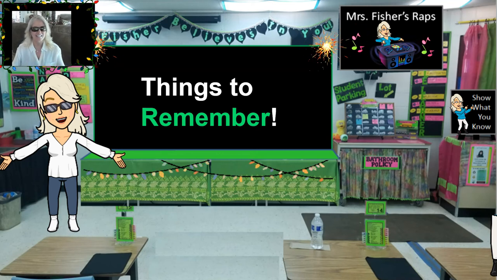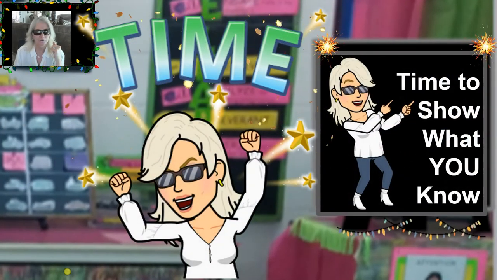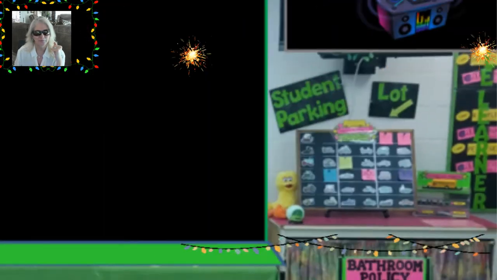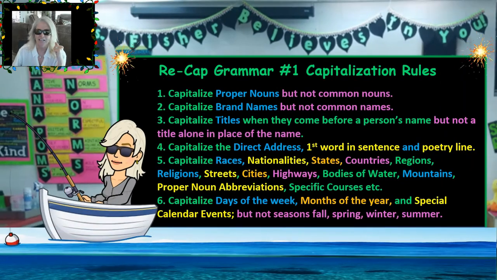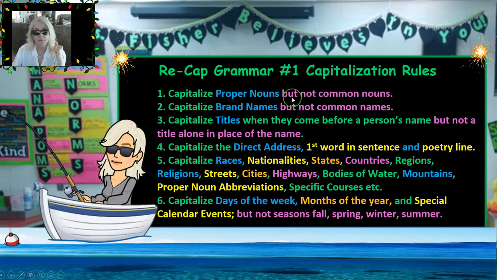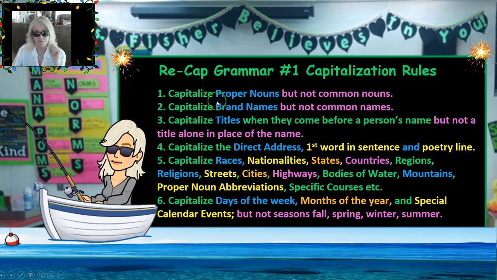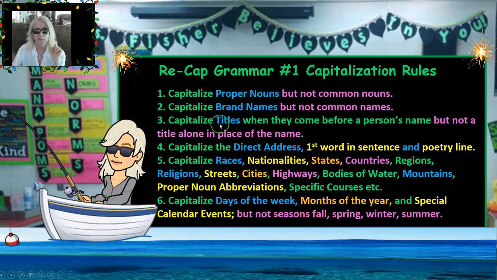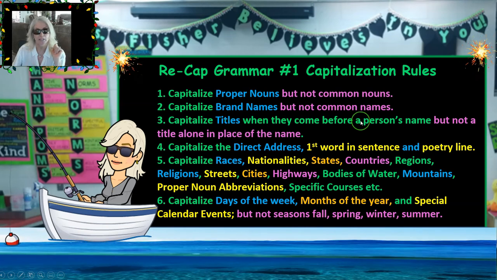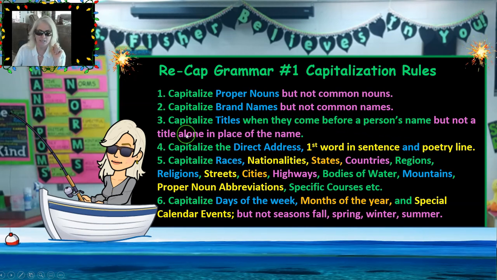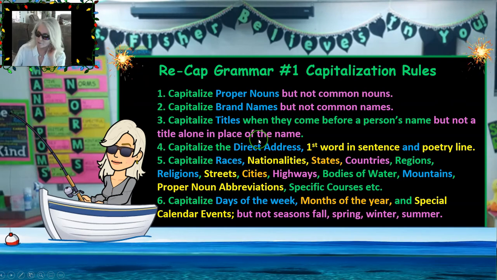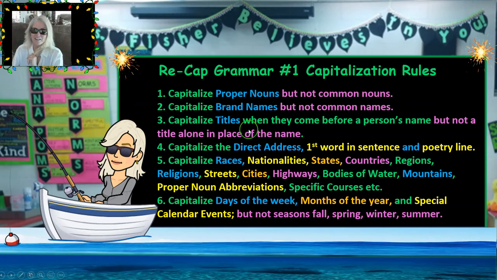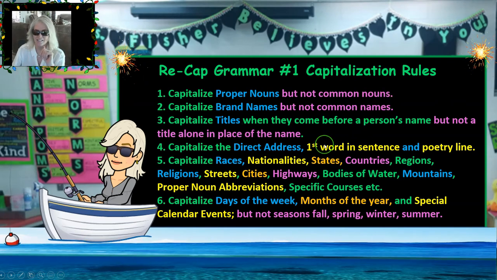So that ends today's session, and now we are looking at things to remember from previous lessons. Time to show what you remember. What have you learned so far? We capitalize proper nouns, but not common nouns. We capitalize brand names, but not common names. We capitalize titles when they come before a person's name, but not a title alone in place of a name. We capitalize the direct address, the person spoken to in the sentence.